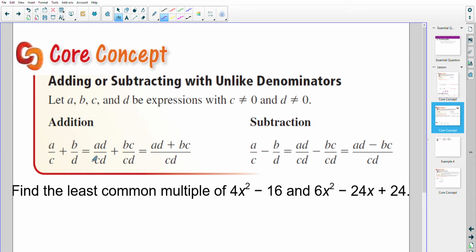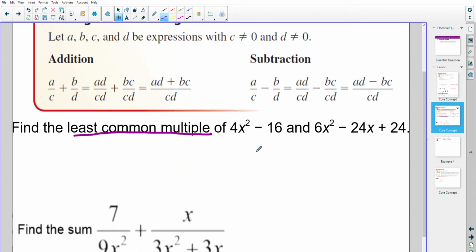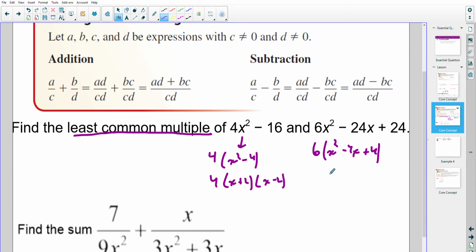But sometimes the denominators are not the same, and if they're not the same, you have to find the least common multiple of the denominators. So for example, if these two were denominators, you would factor both of them and see what's in common. And so you would see in this one, after you completely factor, it looks like that, and this one looks like this. And then you look and see what is in common and what is not in common.